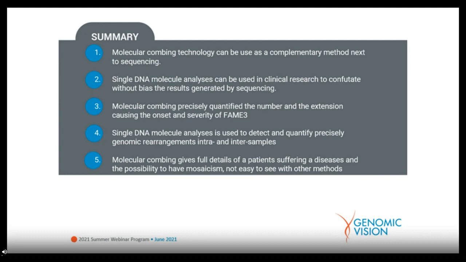And this led to a precise measurement of the number of expansions in a specific case, which was FAME3, and led the physician to understand the onset of the disease. And we could also identify the complex rearrangements that are happening in these patients, intra and inter samples. And again, molecular combing gives a full detail of a patient suffering from a disease and the possibility to see mosaicism, which is not that easy to see with other methods.